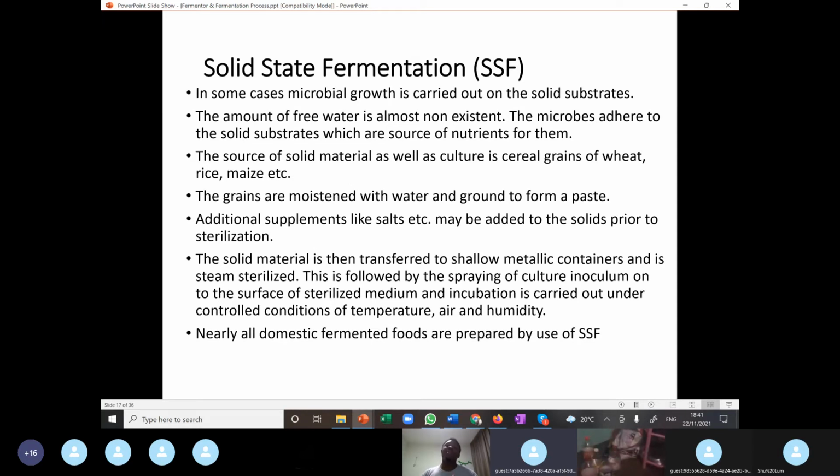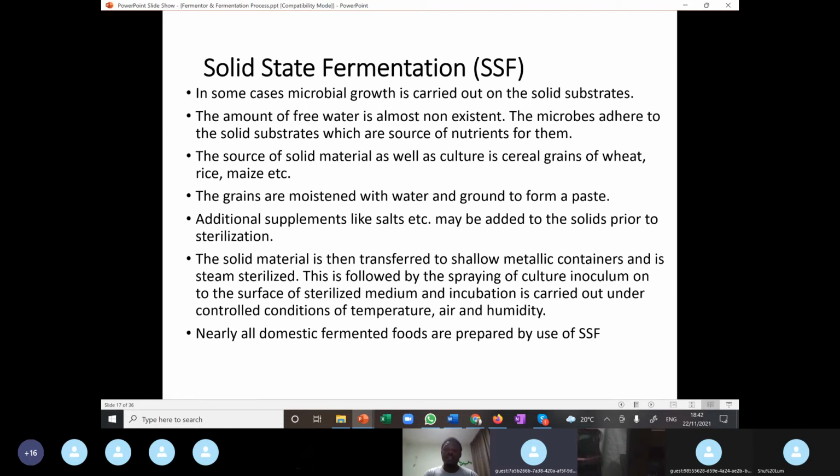Remember, we said that there's minimal water. The organism is adhering to or absorbed by the substrate, and the organism ferments the substrate, and then the substrate is ready for harvesting. In most solid state fermentation processes, a paste is made of the medium. So it could be wheat, grains, maize, cereal, or rice. We grind it and produce a paste out of it.